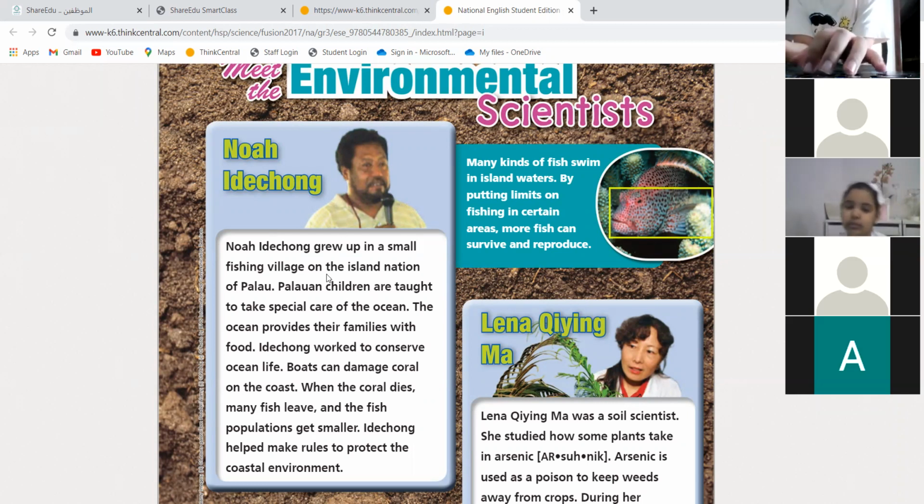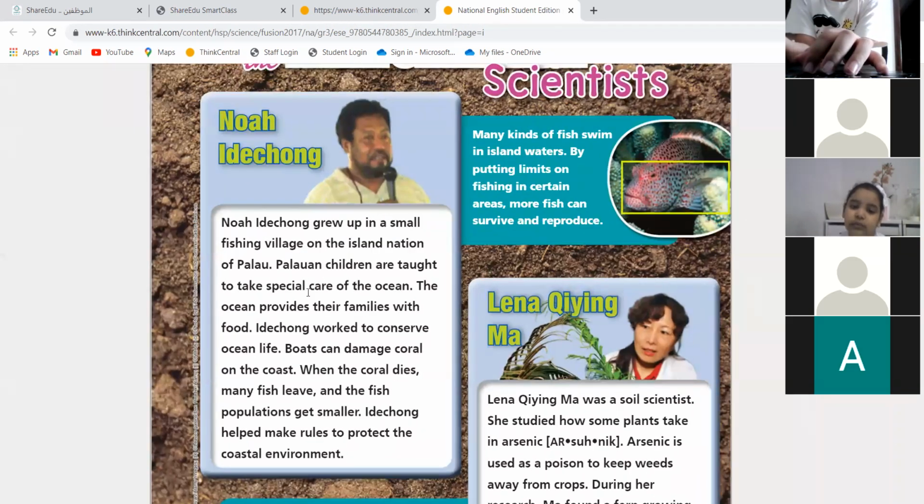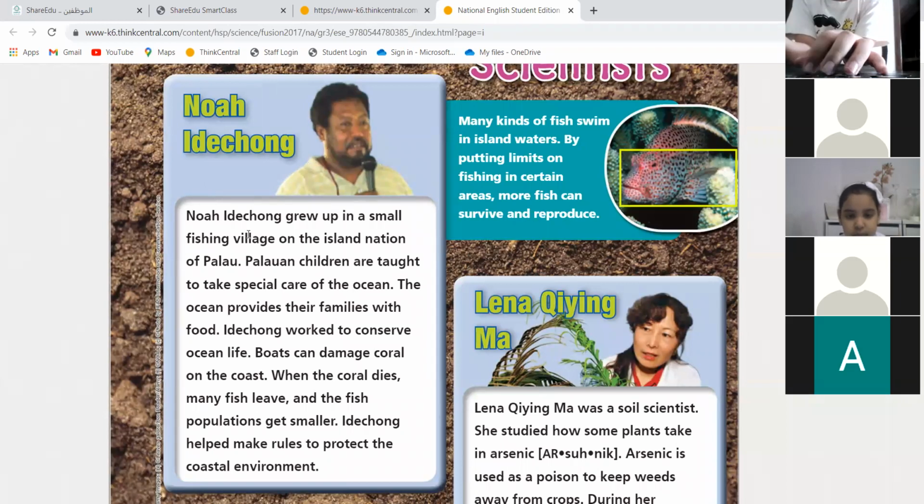Let's read about him. Malak, can you read for me, please? Yes, sure. Noah Idikho grew up in a small fishing village on the island nation of Palau. Hello, Holland. Children are taught to take special care of the ocean. The ocean provides their families with food. Idikho works to conserve ocean life. Boats can damage coral on the coast. Slowly.